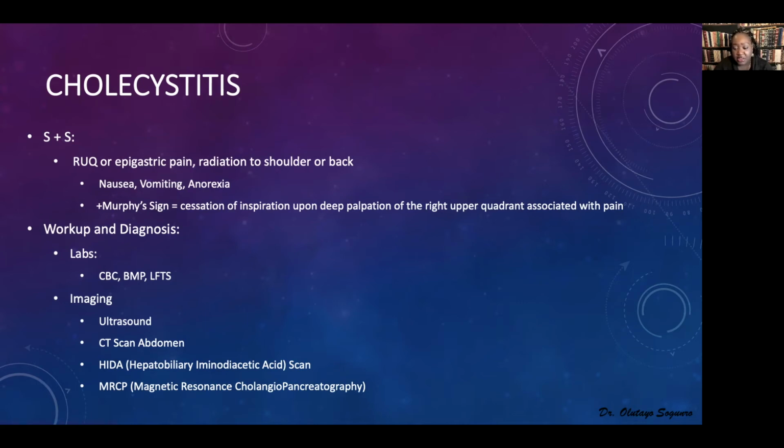It is minimally invasive without the radiation risk. The findings on ultrasound that indicate cholecystitis are gallbladder wall thickening greater than 4 millimeters, pericholecystic fluid, wall edema, sometimes called the double wall sign, gallstones, which will be seen as shadows.